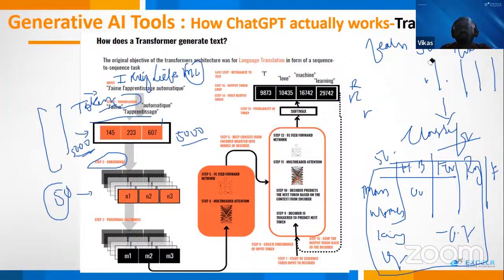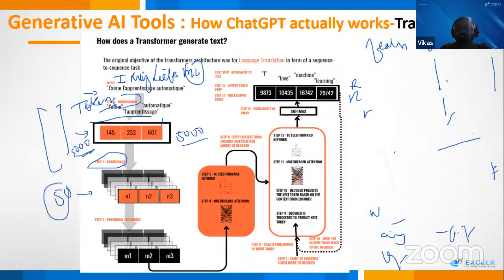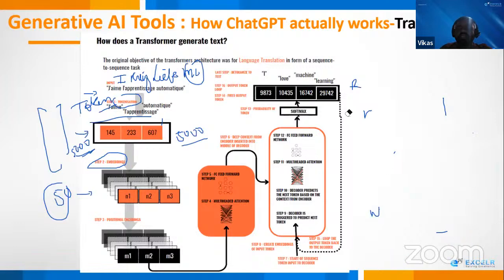So let's revise. Let me rub these things out. That is the problem, and that is why we have to create something called an embedding. After tokenization, I have to create an embedding. And then, once I convert the embedding, let me write in a different color now.